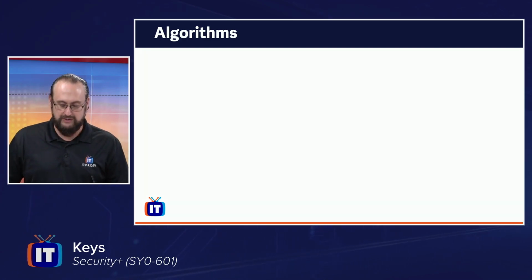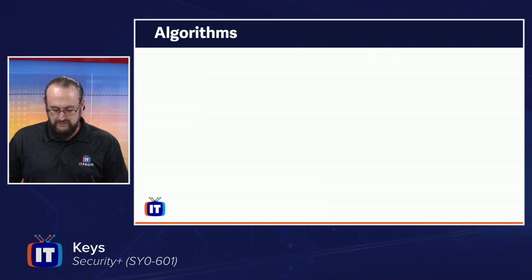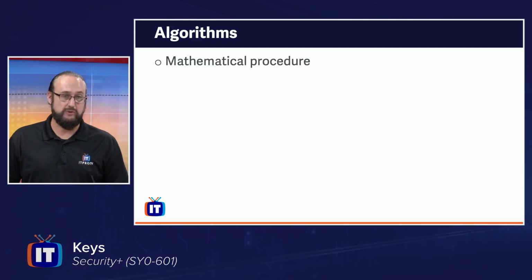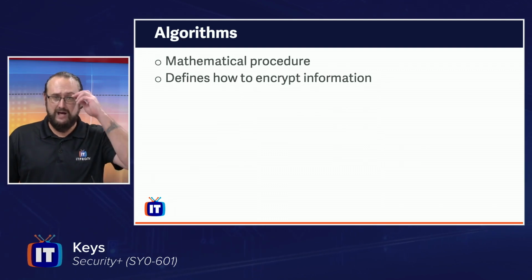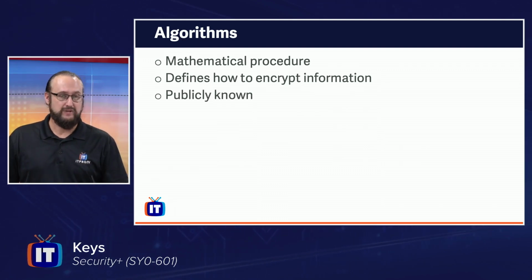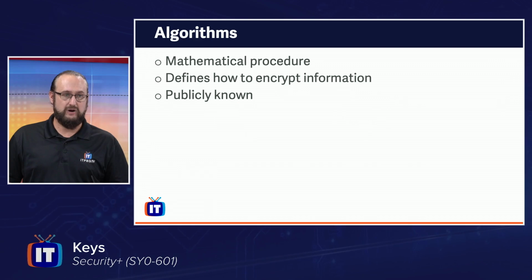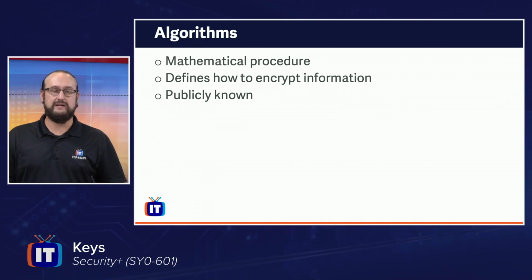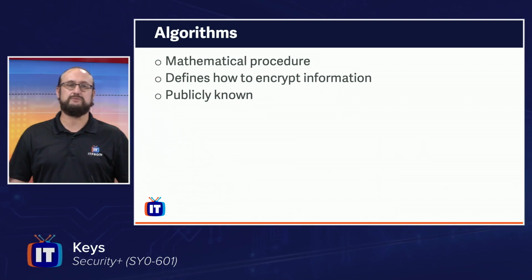So we talk about algorithms, right? What is an algorithm? Well, an algorithm really is nothing more than a mathematical procedure. It's a mathematical operation applied to your data, and it defines how we go about encrypting information. And it's important to understand that the algorithms themselves are publicly known, right? When we say AES encryption or we say RSA encryption, right?